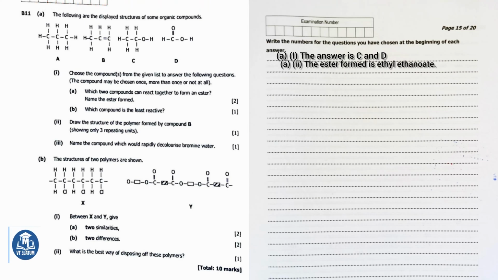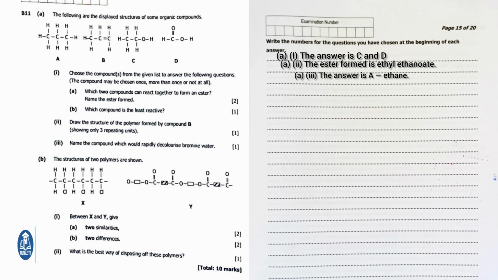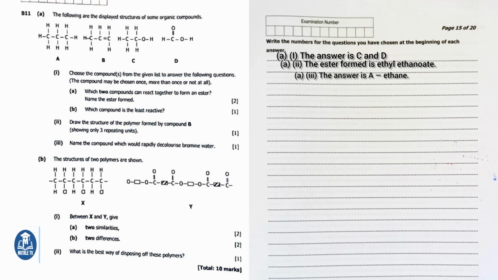Part A. Part 3 says, which compound is the least reactive? Name the compound. The answer is ethane. It is a saturated hydrocarbon with only single bonds. It does not decolorize bromine water and is very unreactive under normal conditions because there are no double bonds available for addition reactions. Part B.